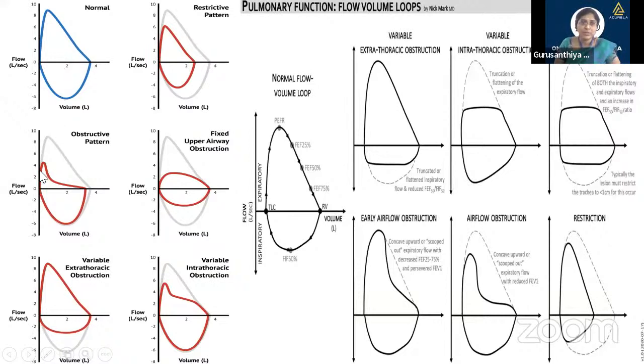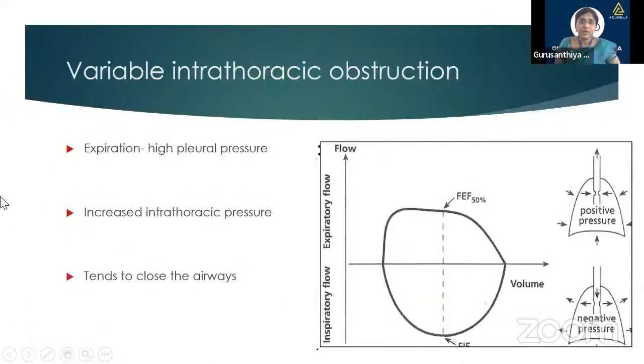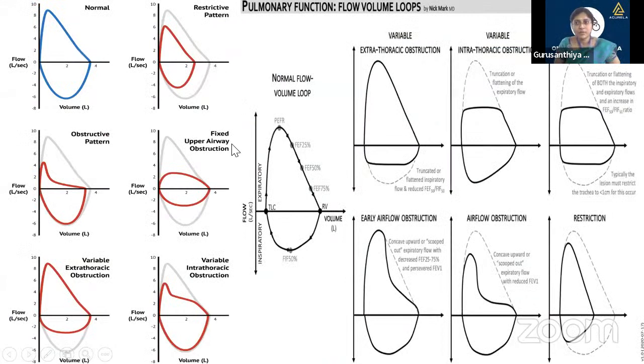So this is normal. This is an obstructive pattern. This is an early obstruction where there is just a concaving or scooping up of the expiratory limb. In a severe airway obstruction, it gets a dog-leg appearance because of the early airway closure as it would occur in an emphysema. Coming on to the next graph, where there is a fixed upper airway obstruction. Whatsoever the obstruction is, it is there for both inspiration and expiration. So there is going to be a truncating or flattening appearance of both the inspiratory curve as well as the expiratory curve.